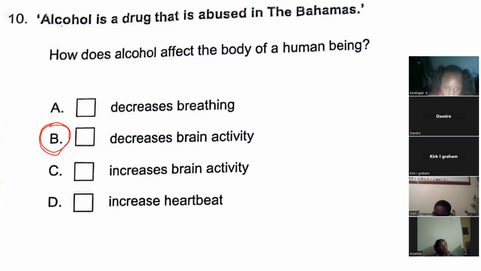Very good. What does it mean for your brain activity to be decreased? What does that mean? It means it doesn't make you think straight. Very good. It doesn't make you think as fast as you would need to be thinking. So you think sluggish and slow, and you're not as quick and aware and alert.